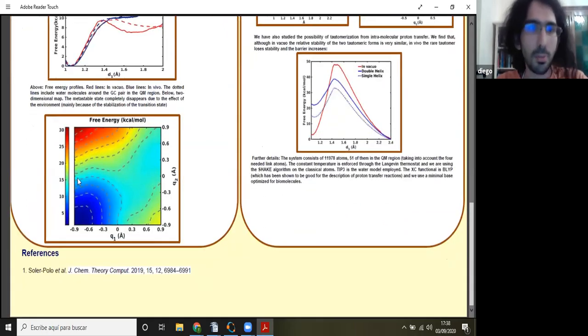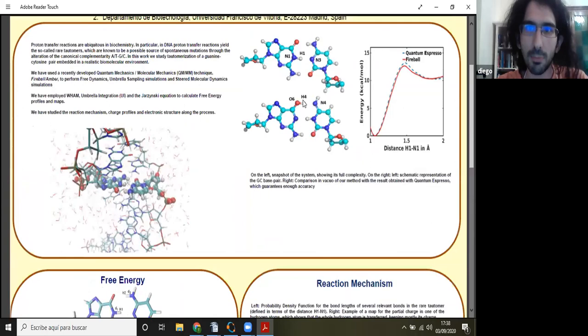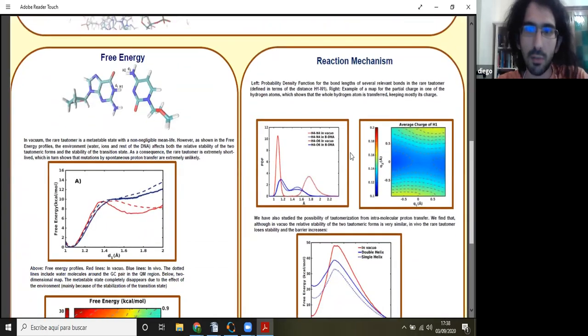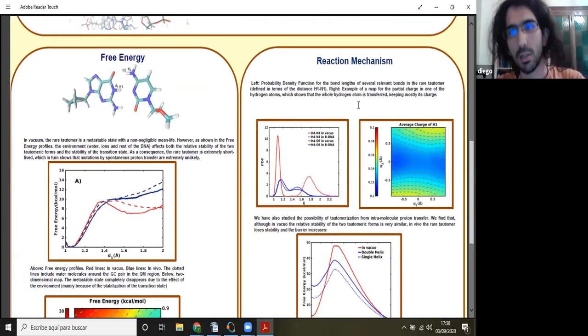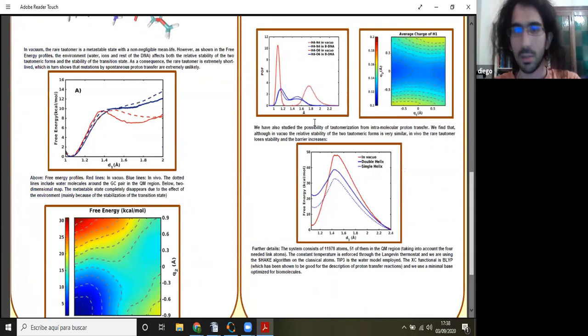We also computed some free energy maps taking into account the positions of the 2 reactive protons, and we studied further some aspects of the reaction mechanism, so that if you have any questions or comments later, we can talk about it. But that's all for now, so thank you very much for your attention.